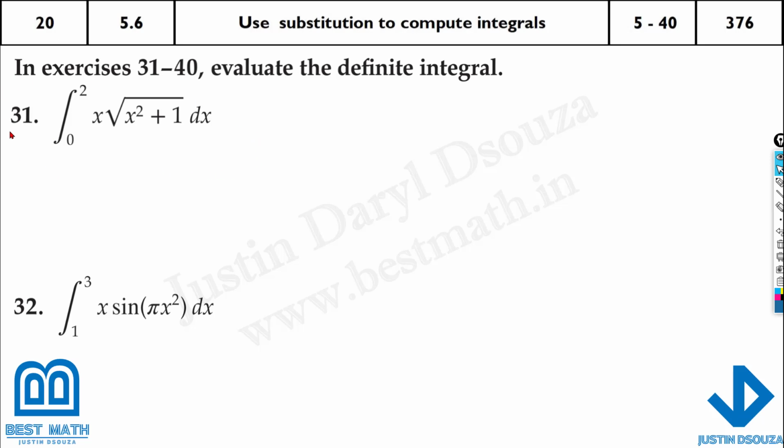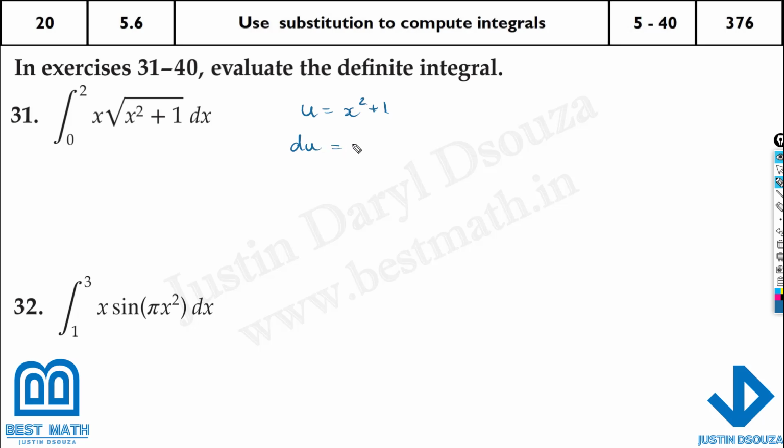Now we move on to the last type of problem where the limits are given. It's from 0 to 2 and different types of limits. But the problems are similar. We have already done these before. So what do we do here? You just have to take whatever is inside the square root as u. U substitution, u is equal to x squared plus 1.